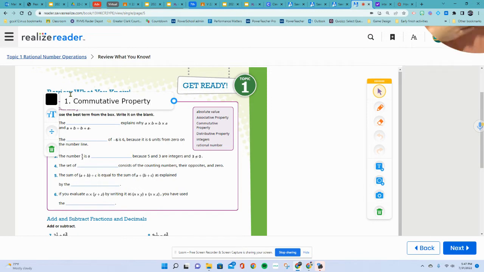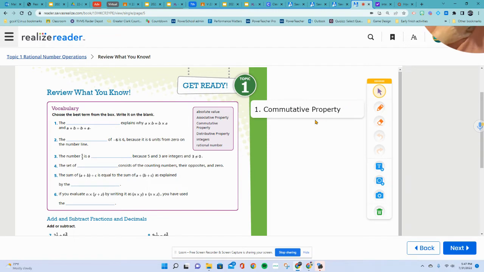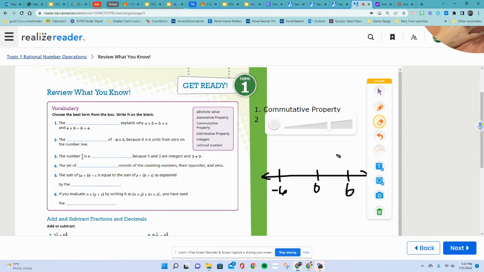Okay, so these are supposed to be things that you already knew, but, you know, stuff happens. So number one is commutative property. Number two, the blank of -6 is 6 because it is also 6 units from 0 on the number line, which means on your number line, when you've got 0 here, if you have 6 here, you have -6 here. There are just as many in front of the 0 as there are behind the 0.